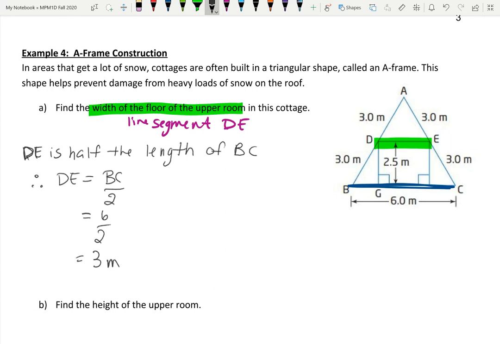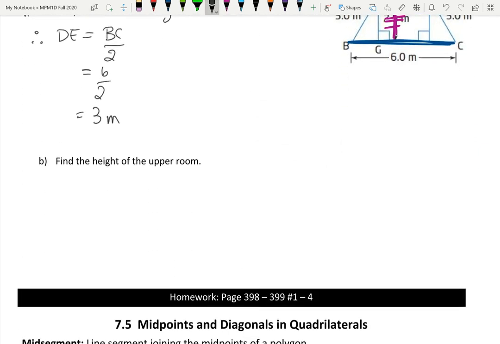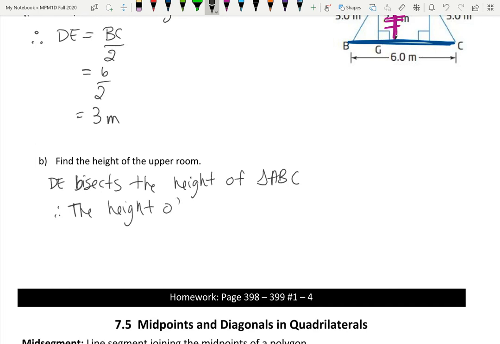Find the height of the upper room. So the lower room, the height is here. The upper room would be here. Now remember, these two heights would be equal. Okay, so the height of the upper room is the same height as the lower room. So DE bisects the height of triangle ABC. Therefore, the height of triangle ADE is also 2.5 meters.